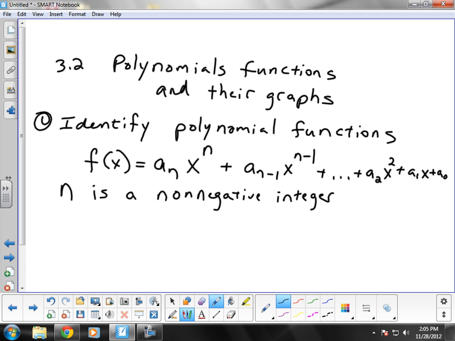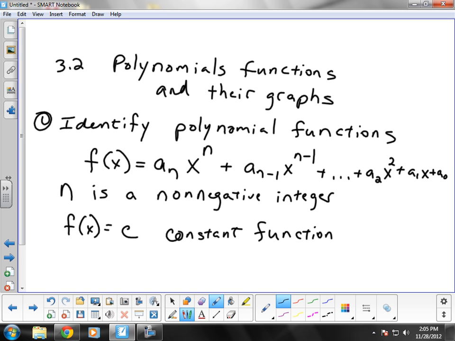We've already talked about some polynomial functions. We've got the one where f of x is equal to just some number, right? That was a constant function. Y'all remember that one? That's y equals a number. You know, it's a horizontal line.